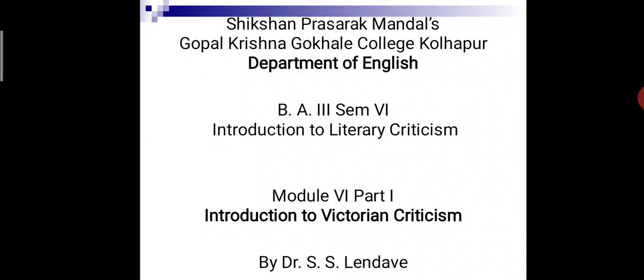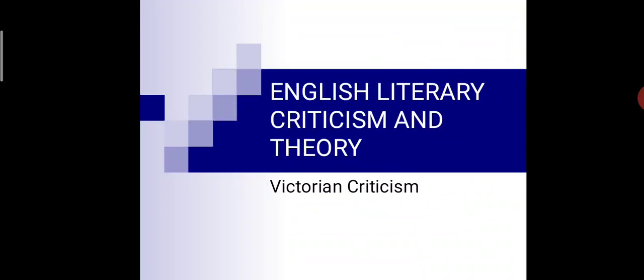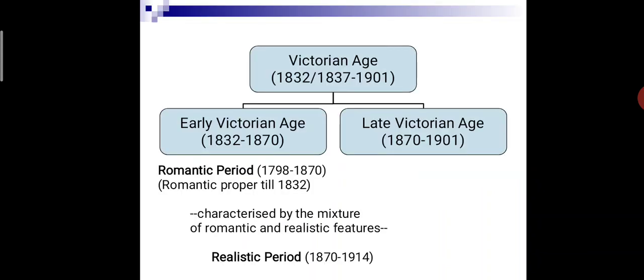But before learning Matthew Arnold's touchstone method, we must know what the Victorian Age is, what Victorian literary criticism is. So this is a necessary part of your learning. Now, what is Victorian criticism? There are periods of Victorian criticism or the Victorian period. Here we are going to learn about literary criticism and theory, particularly in the context of Victorian criticism. The first part, the Victorian Age, is from 1832 to 1901.